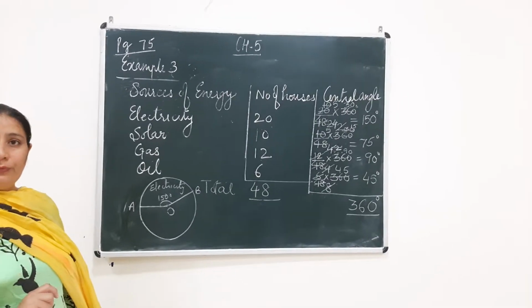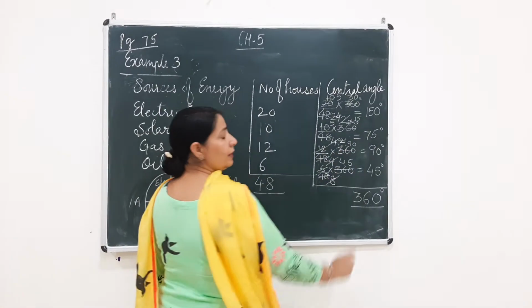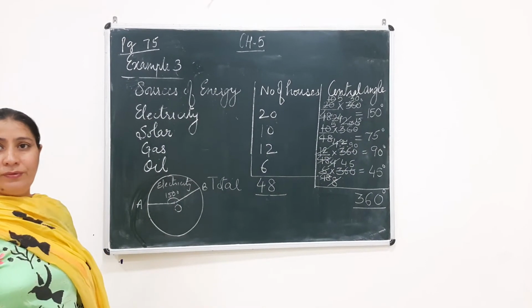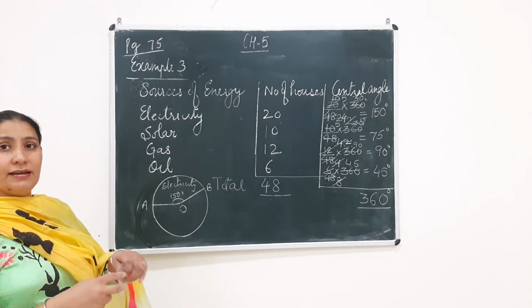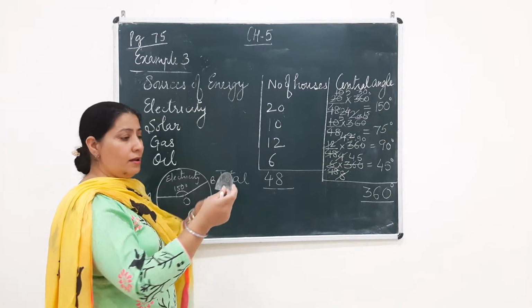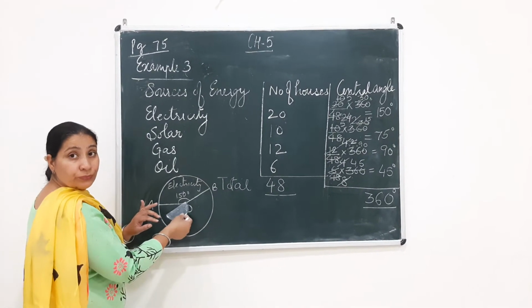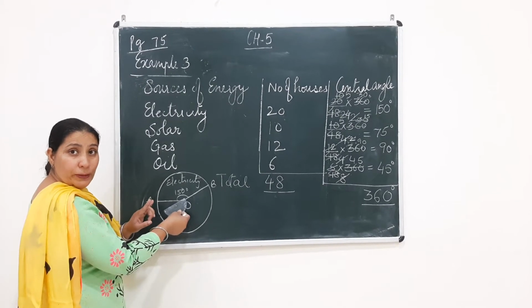Now I will take up the second angle, which is 75. Now what is my baseline? Again, see children very carefully. I have the protractor in my hand. I will put the protractor now on the baseline OB. My baseline will be OB.